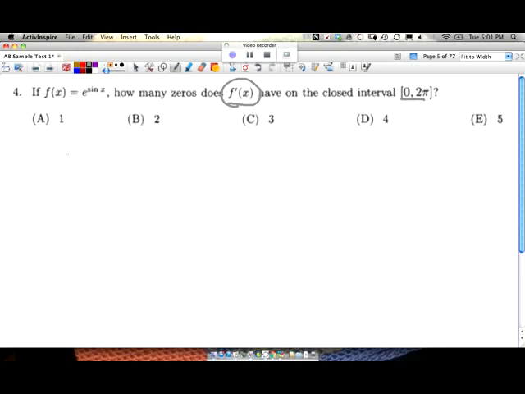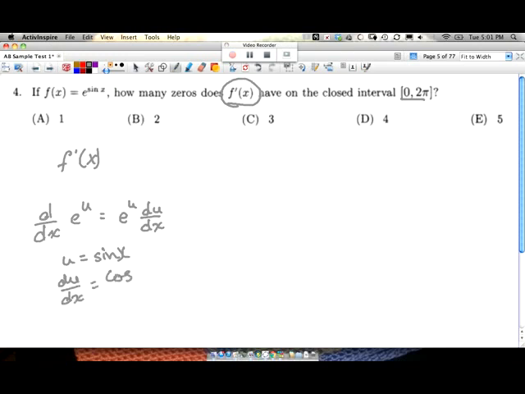Okay, so here's f of x. f prime of x would be the derivative. Well, the derivative of e to the u is really e to the u times du dx. And in this case, u is sine x, so du dx is cosine x. Easy enough. So f prime of x is e to the sine x times cosine of x.